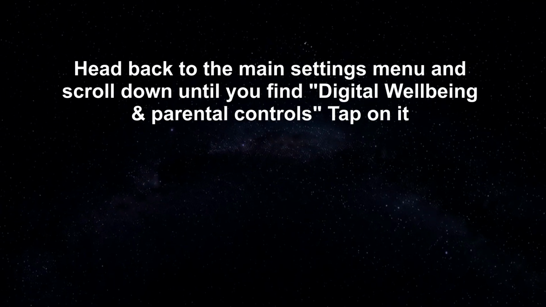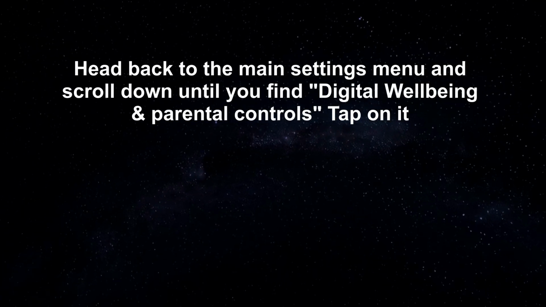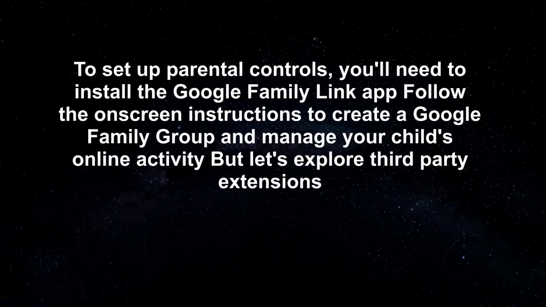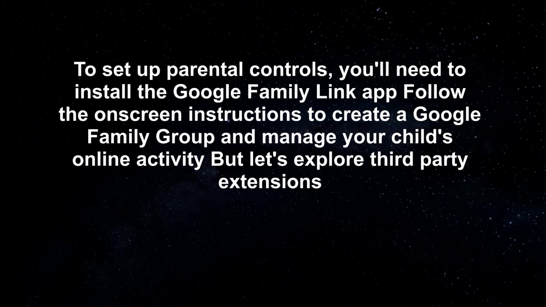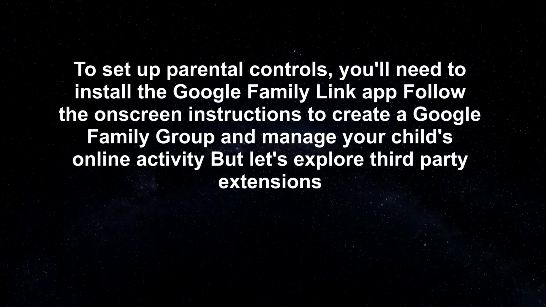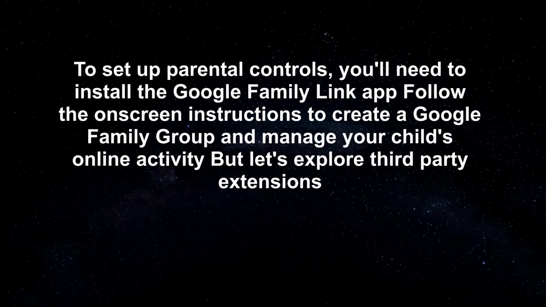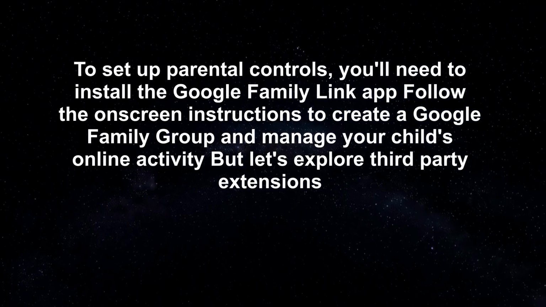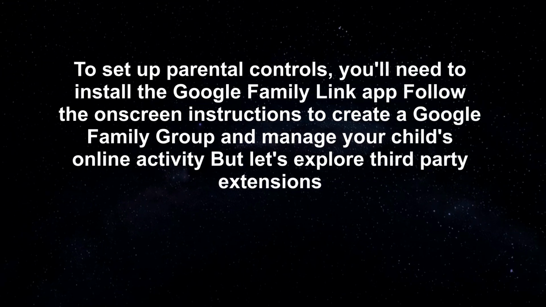Head back to the main Settings menu and scroll down until you find Digital Wellbeing and Parental Controls. Tap on it. To set up Parental Controls, you'll need to install the Google Family Link app. Follow the on-screen instructions to create a Google Family group and manage your child's online activity. But let's explore third-party extensions.